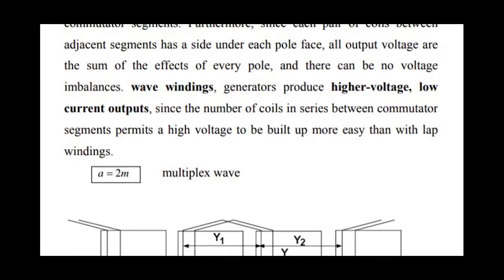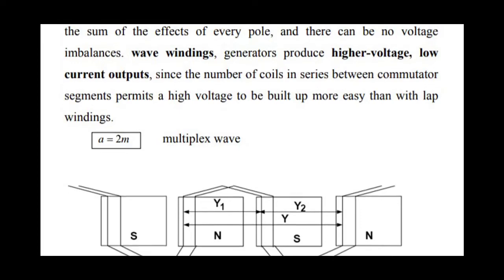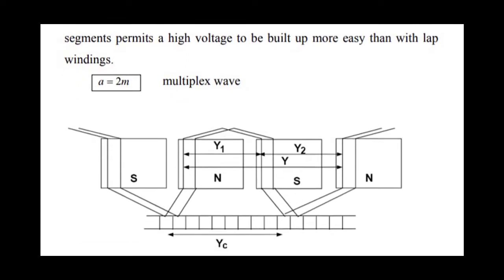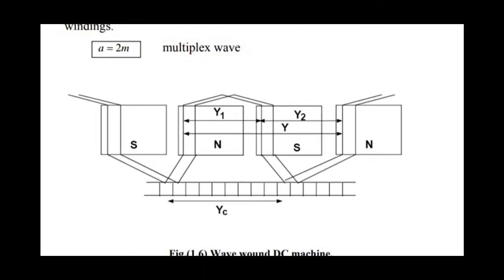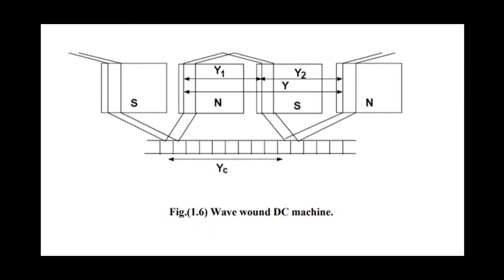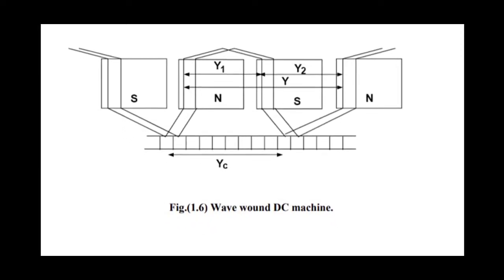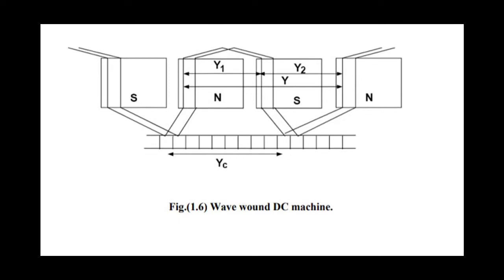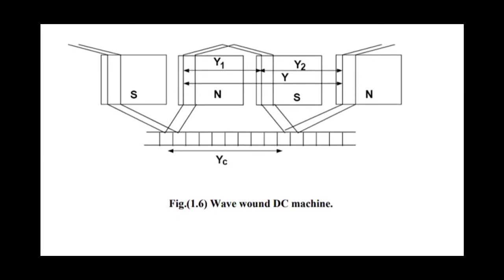Here A equals 2M, for a multiplex wave winding. In a wave wound DC machine, Y1 is the back pitch, Y2 is the front pitch, Y is the winding pitch, and YC is the commutator pitch.